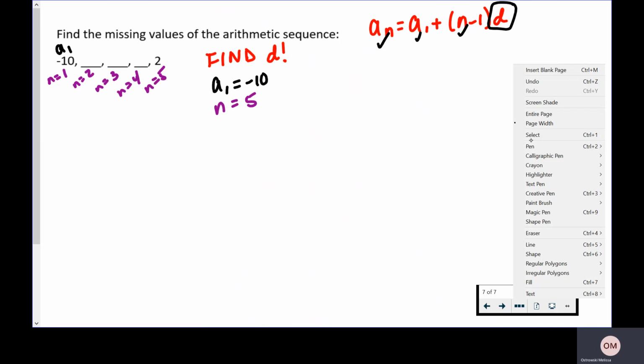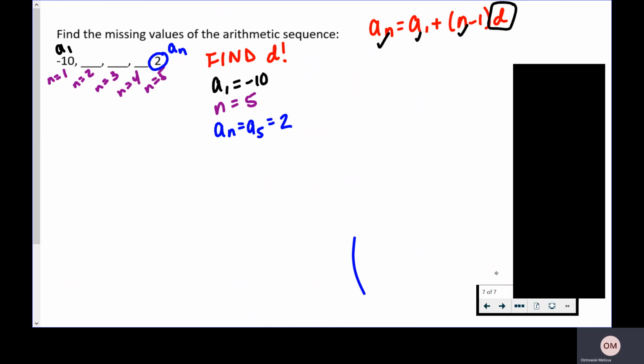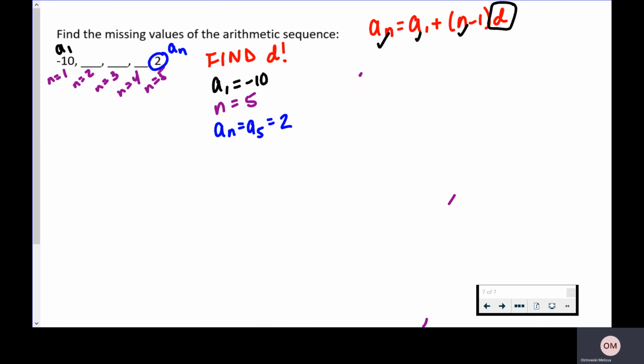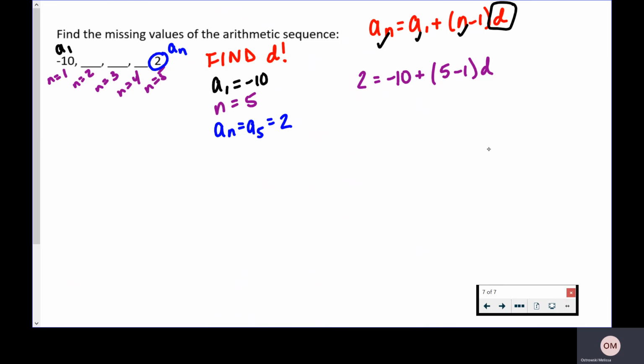Which means I also know a sub n, right? A sub n is the value of the fifth term. A sub n, which is a sub 5, is 2. So now I'm just going to plug those into my equation. A sub n, 2, is equal to a sub 1, negative 10, plus n, 5, minus 1, times d. d is what I don't know. I can easily find d here. A little bit of arithmetic. 2 equals negative 10 plus 4d.